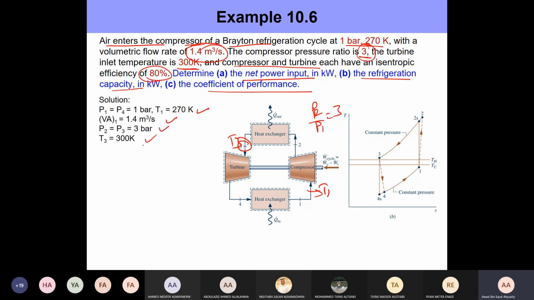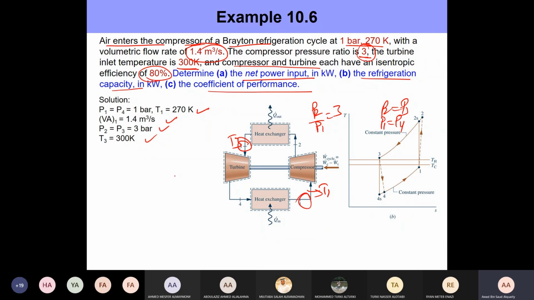Okay, and we know that P2 is equal to P3 because it's a constant pressure heat rejection process, and P1 is equal to P4 because it's a constant pressure heat addition process. And we have both P1 and P2 given to us. So let's start with state one. Okay, we have the temperatures.